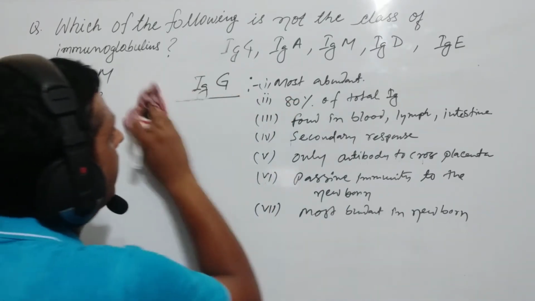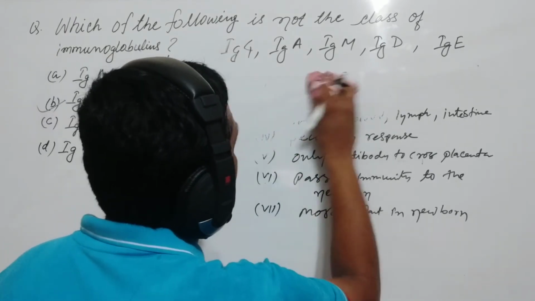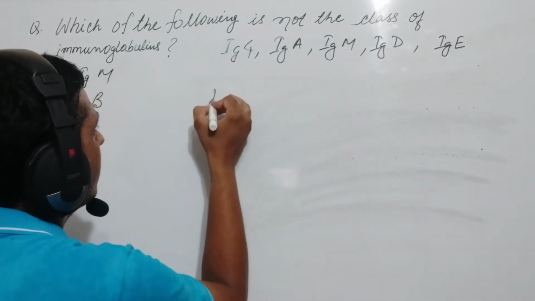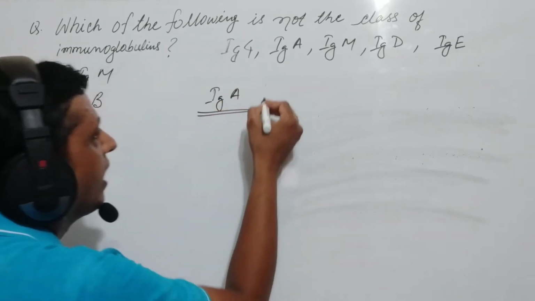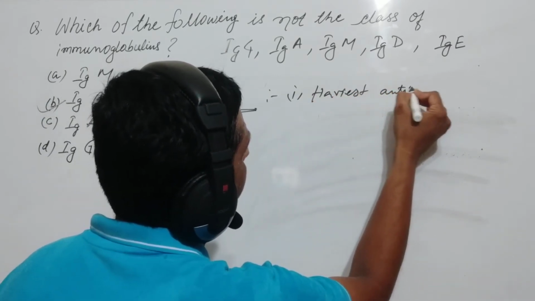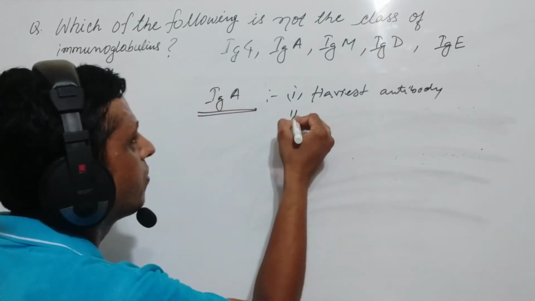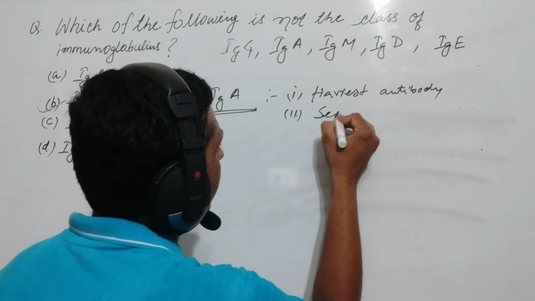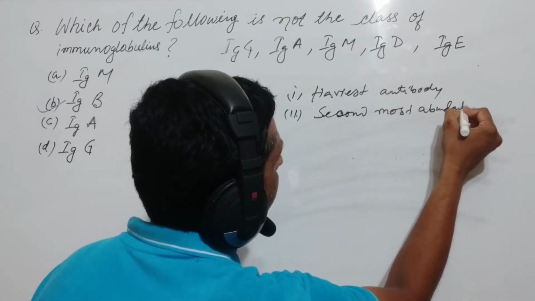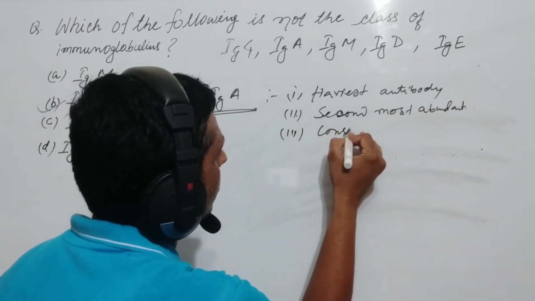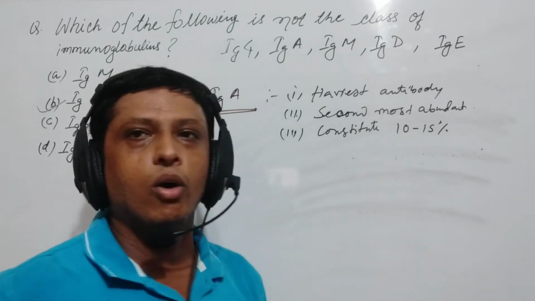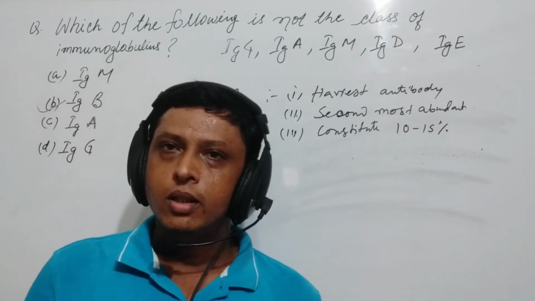Next we have IgA. Why is this IgA? A stands for alpha heavy chain. So what is IgA? IgA is the second most abundant antibody, constituting 10 to 15% of the total immunoglobulins in the blood.